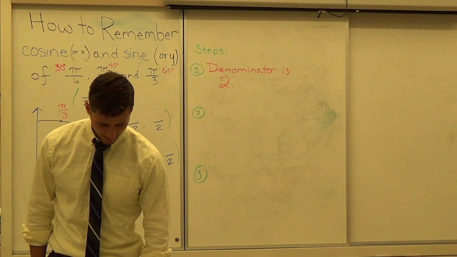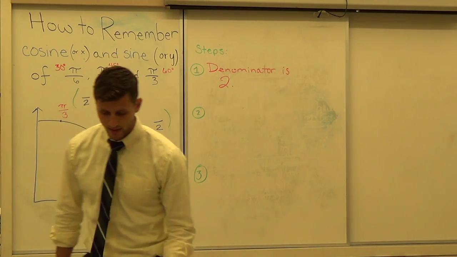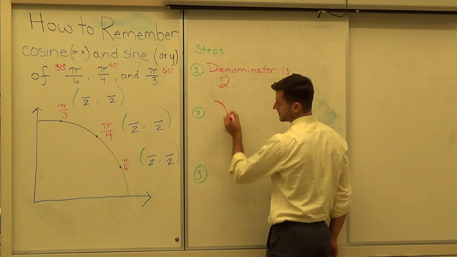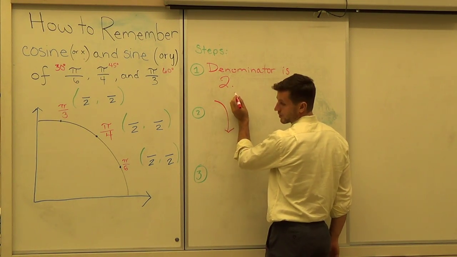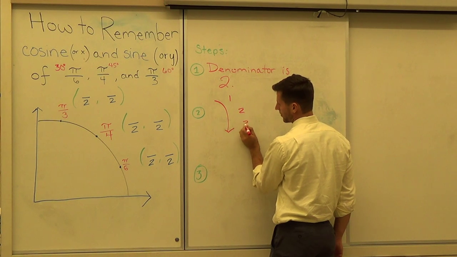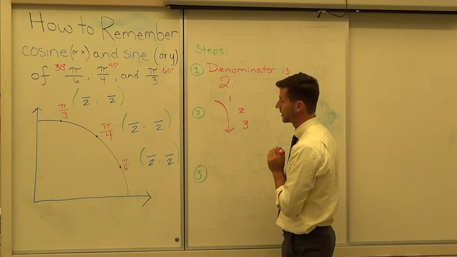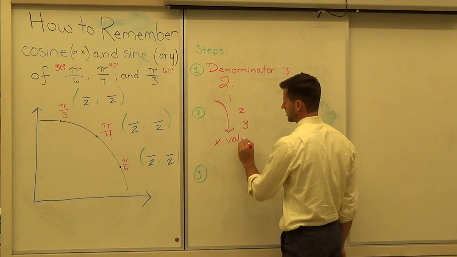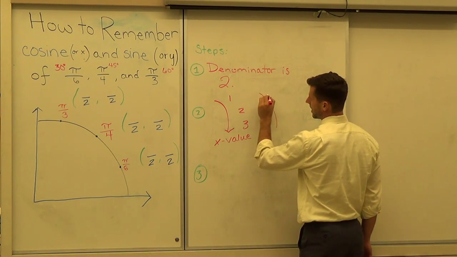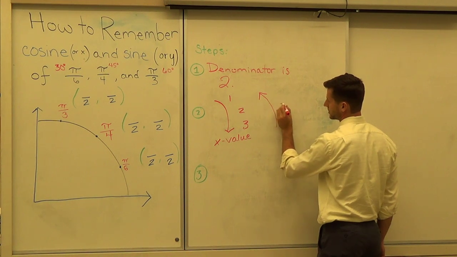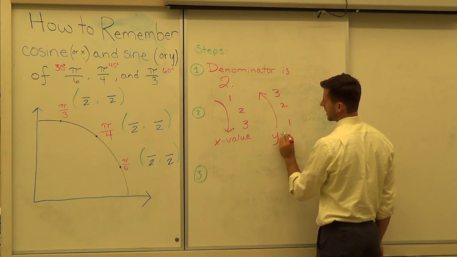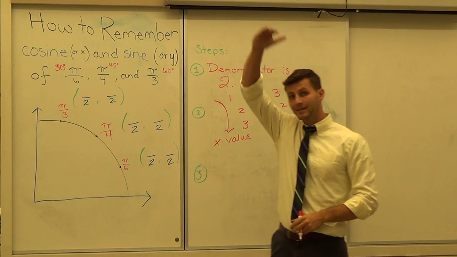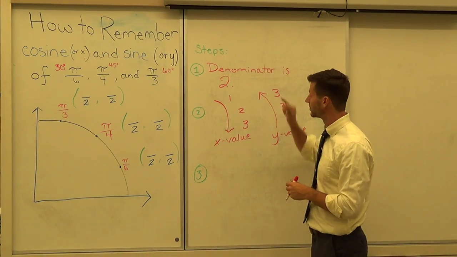Easy enough. The second part is that there's a pattern to the numerators. And the pattern goes like this. As you move down, it goes 1, 2, 3 for the cosine, which is the x value. So I'll write x value. And as you move up, it goes 1, 2, 3 for the y value. This makes sense because as you move up, your height is getting taller, so your y value is getting bigger.